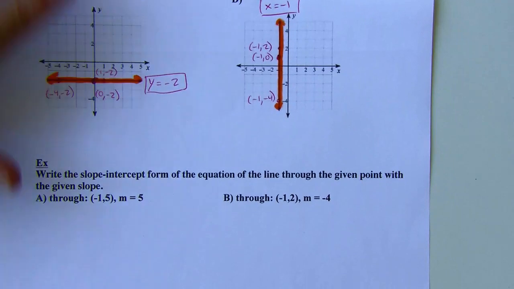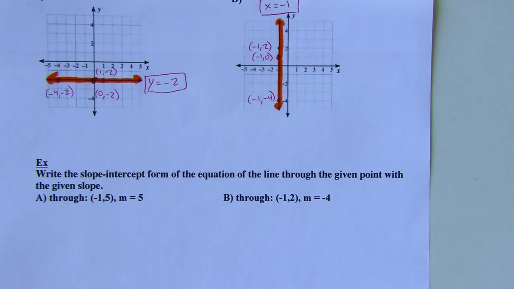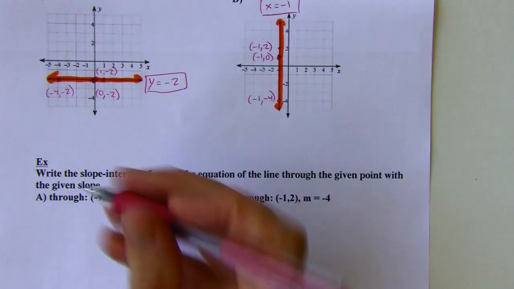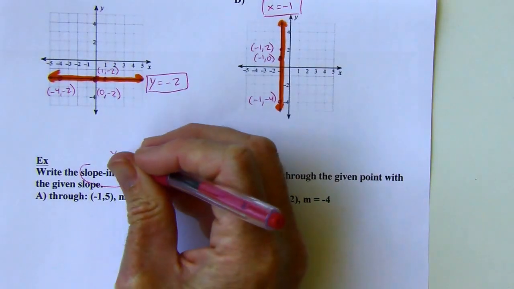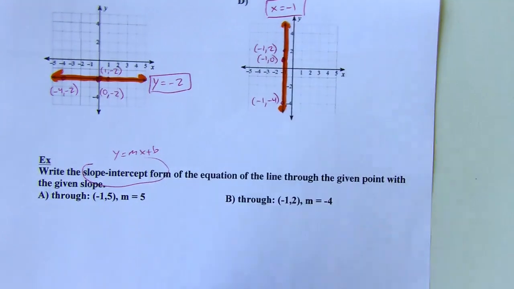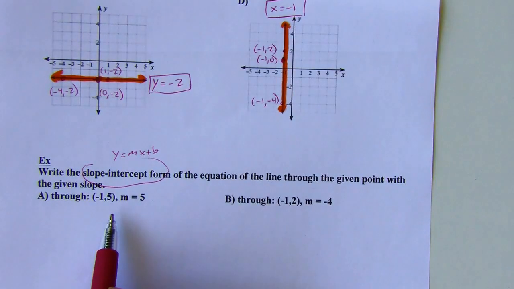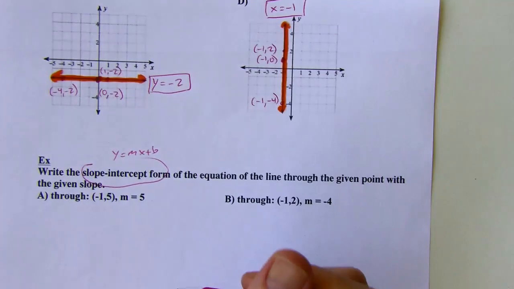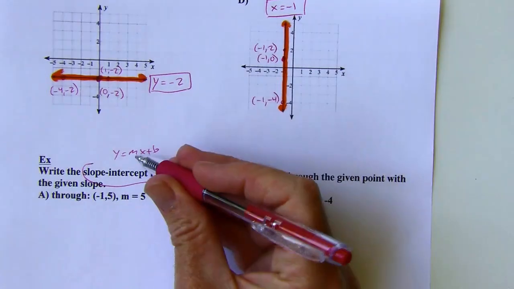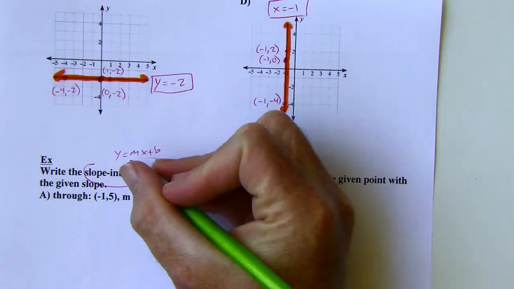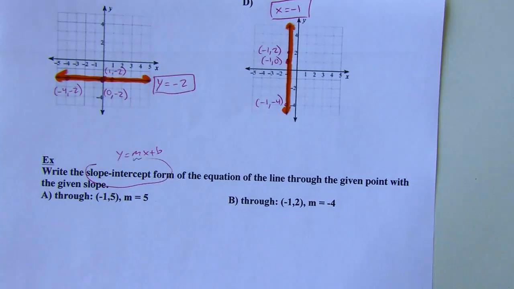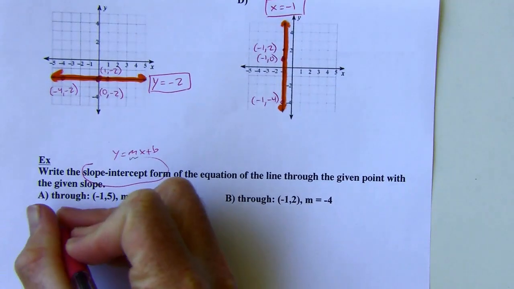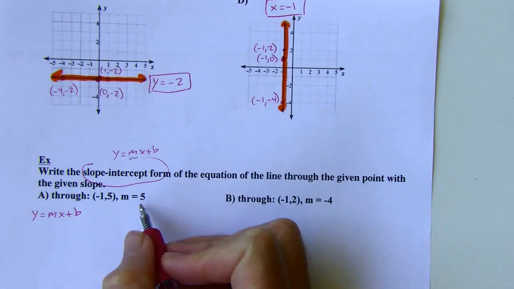Okay? All right. Write the slope-intercept form of the equation of the line through the given point with the given slope. Okay, so I'm writing slope-intercept form. That is how I want my final answer in that format. And let's see what we got here. Okay, so there are a couple of different ways you can approach this. I already know what the slope is, right? So if I'm thinking y equals mx plus b, I've already got the m, it was given to me.